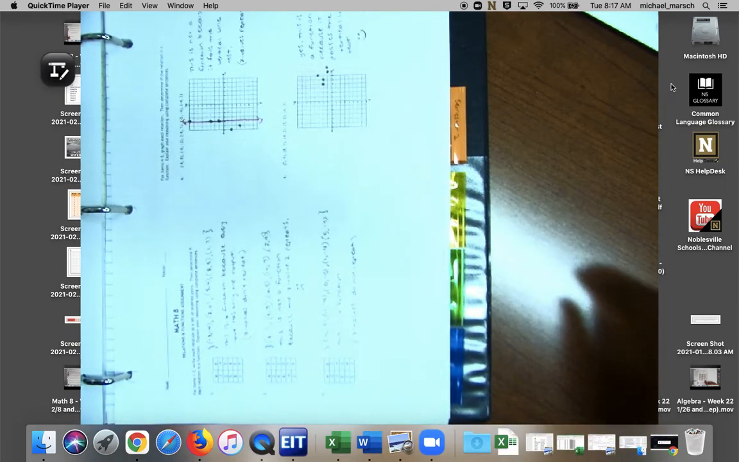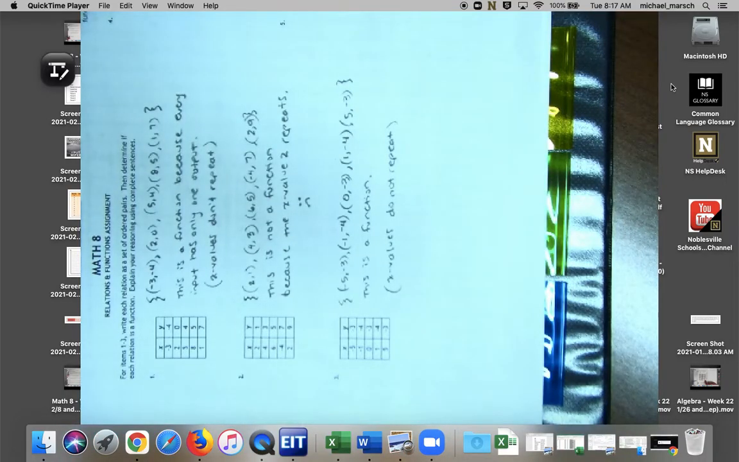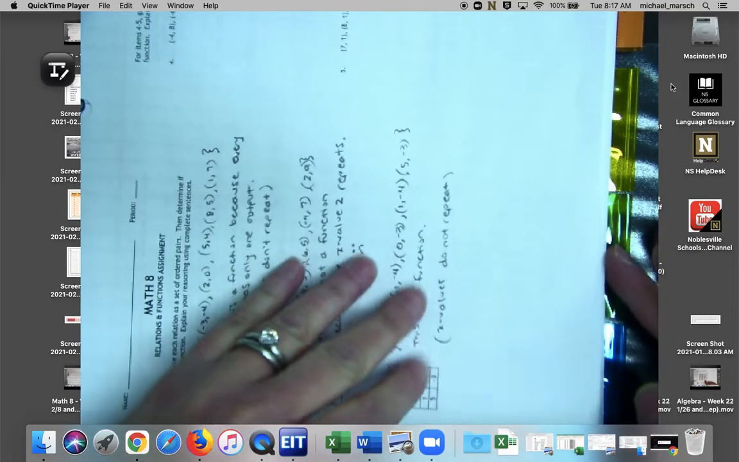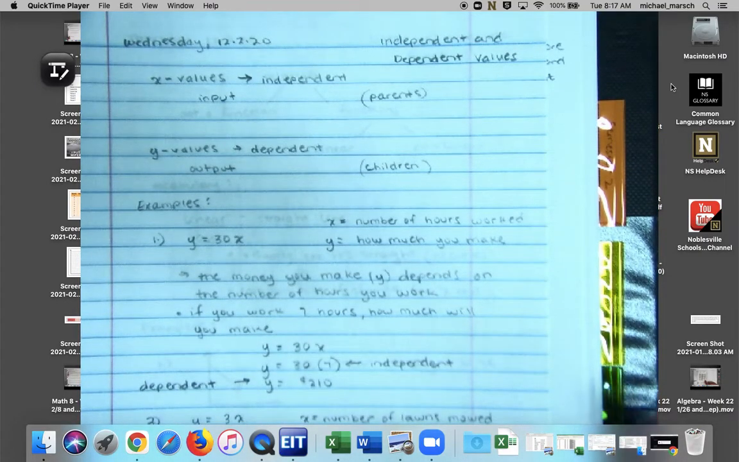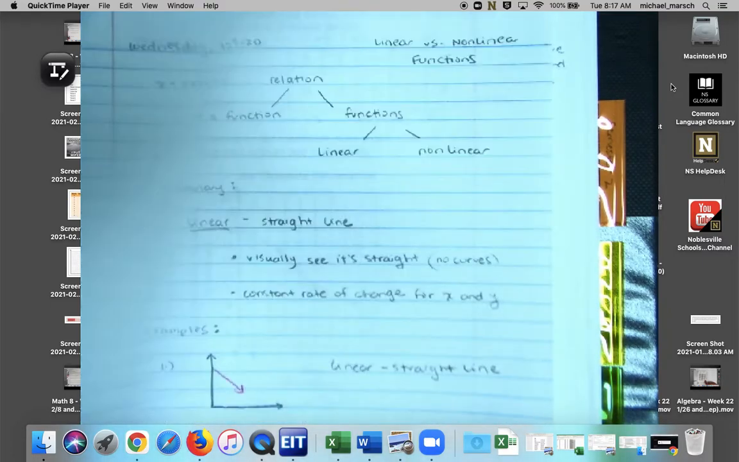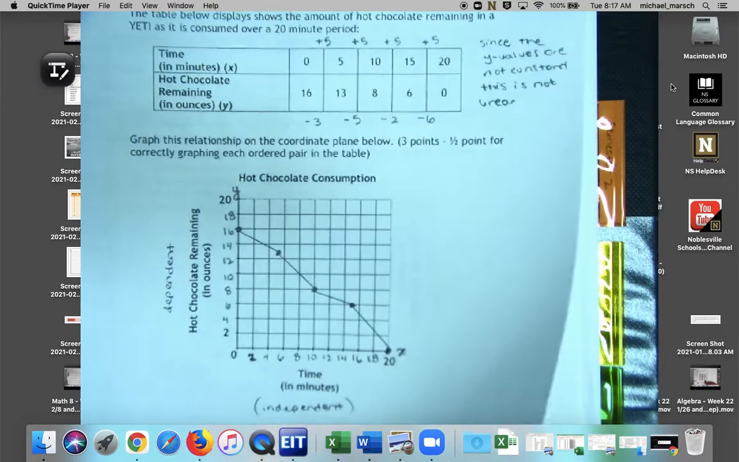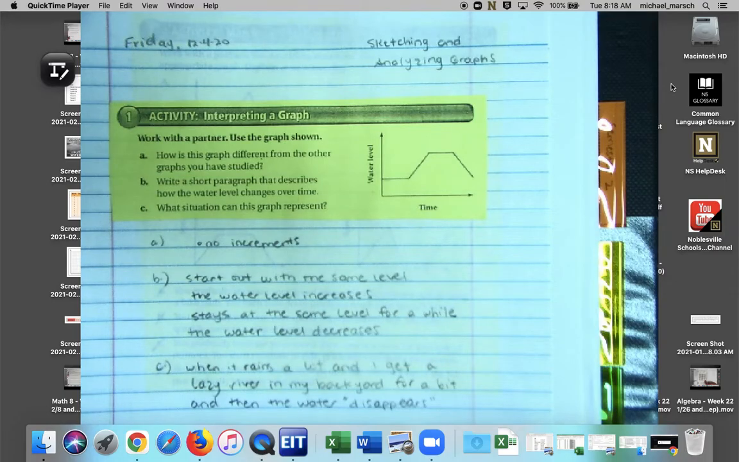And I realize this is kind of blurry for you. Let me zoom in here and see if this helps. I just can't with this light in this classroom. It's so bright. Okay, so then we have this page. And then we have independent and dependent values notes. Again, just pause when you need to. Linear versus nonlinear functions. And then we did some practice here. This was part of your notes, I believe.